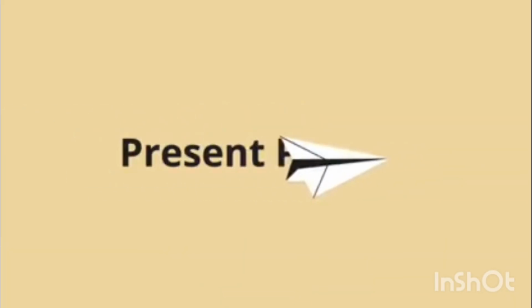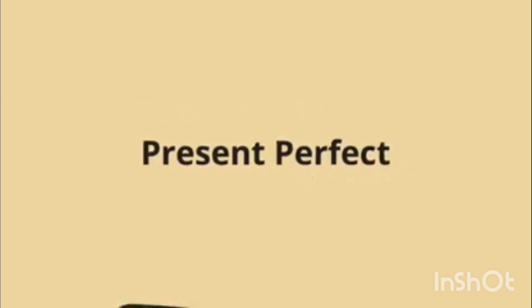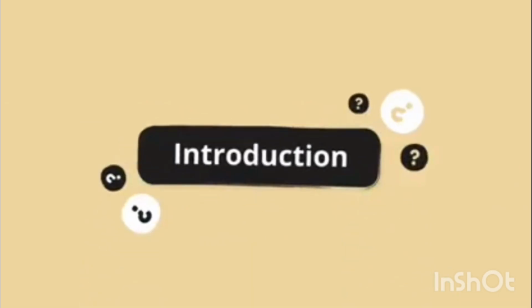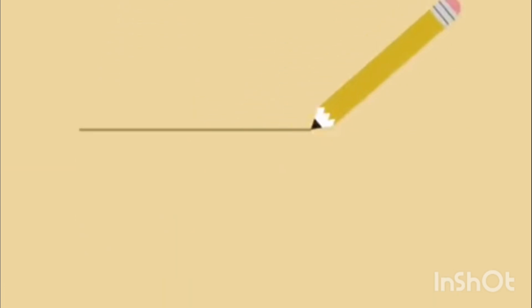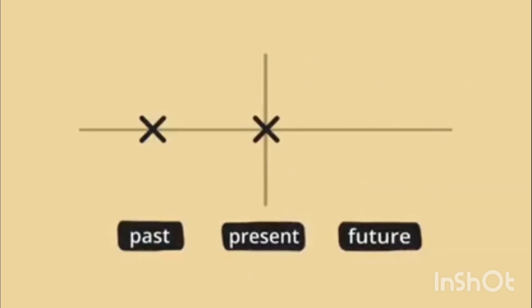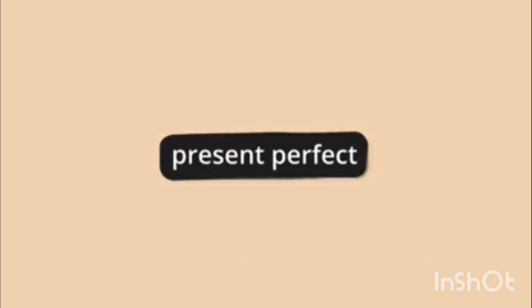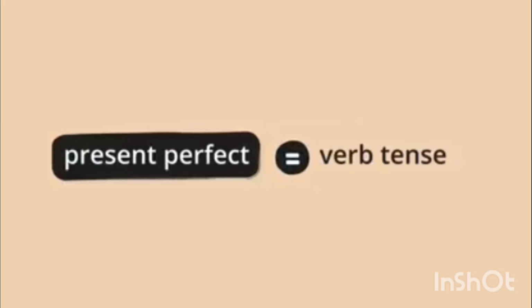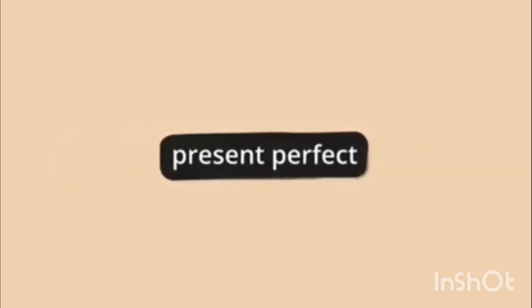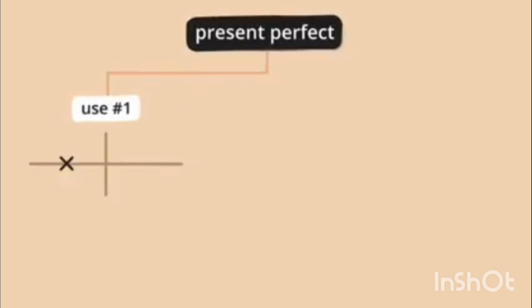Present perfect. Introduction. What are verb tenses? Verb tenses show if an action takes place in the past, present, or future. Present perfect is a verb tense. We use the present perfect tense for two reasons. The present perfect can show a finished past action. It doesn't show when this action took place.